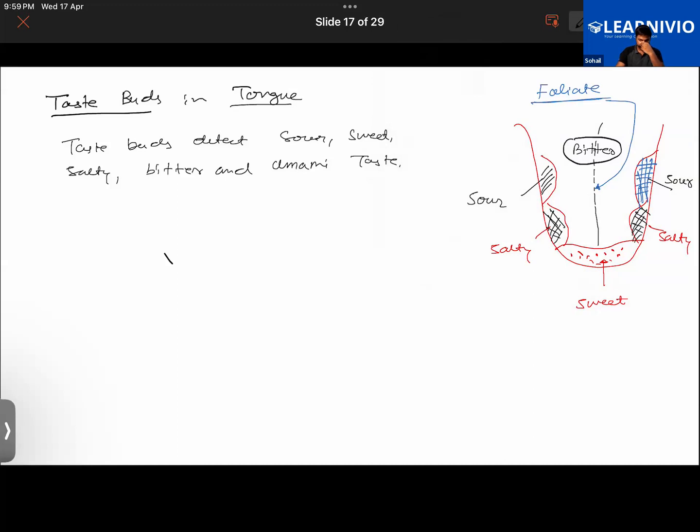First of all, note these things down. So basically, a huge number of taste buds cover the surface of our tongue, and these help us to identify different kinds of taste.